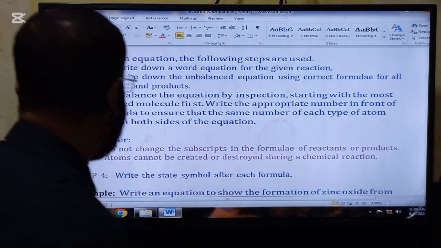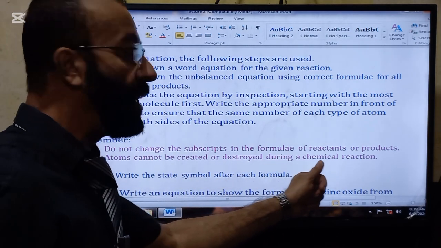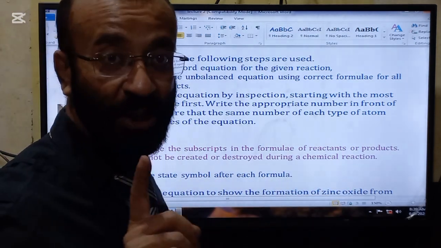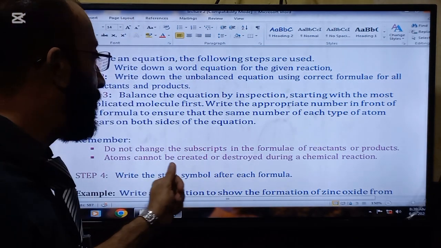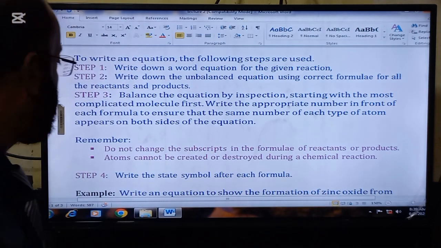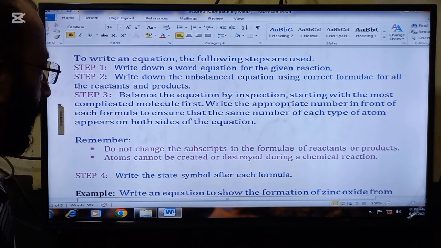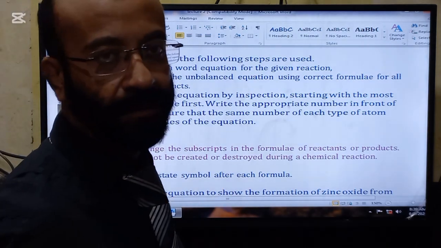But in this process, remember, do not change the subscript in the formula of the reactants and products. Do not change the subscript. This is a very important thing because atoms cannot be created or destroyed during a chemical reaction. And the fourth and last step is to write the state symbol after each formula.